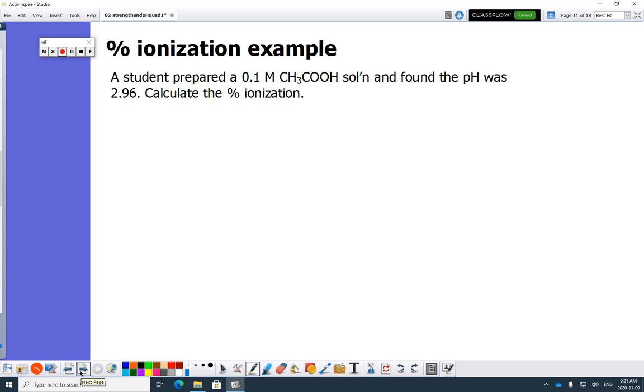Okay, so we're going to do now just a bunch of examples. On the exam, it is an acid, it's not a base. The last question is a base example, so just in case you need that again.